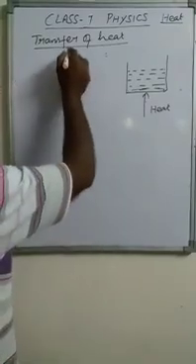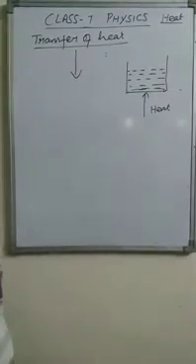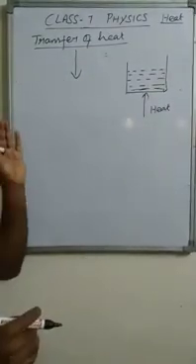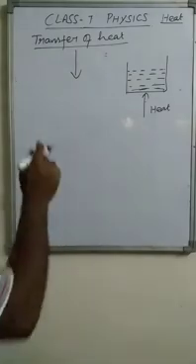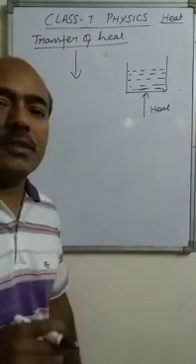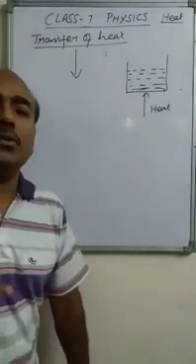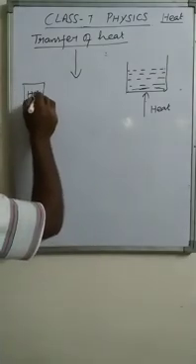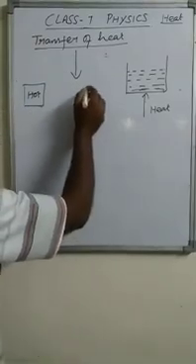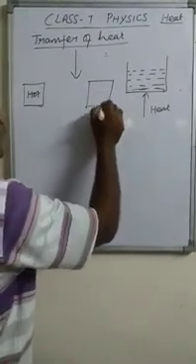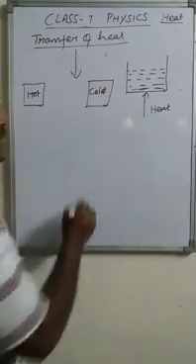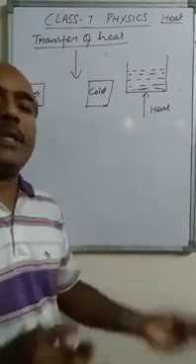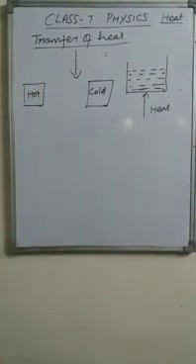So transfer of heat means that the heat flows from one place to another. The heat always flows from hot to cold. Suppose this is the hot place or hot object, and this is the cold object. If these two hot and cold objects are kept separately, there will be no flow.